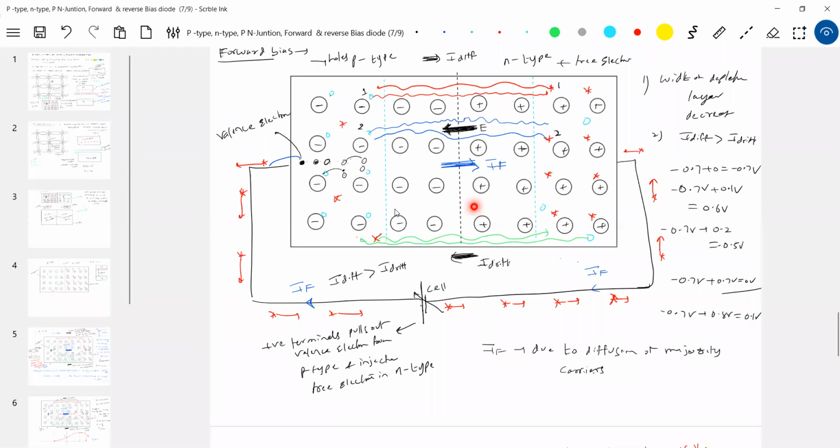But as the width of the depletion layer decreases, tell me what happens to the number of covalent bond breakings? It will decrease. So the drift current will decrease. And moreover, this hole will be pulled by the negative terminal, so it will not easily move through the depletion layer. Therefore, the drift current will decrease by a large amount. So as the depletion layer decreases, there will be movement of charge.